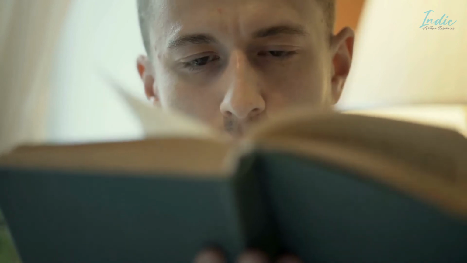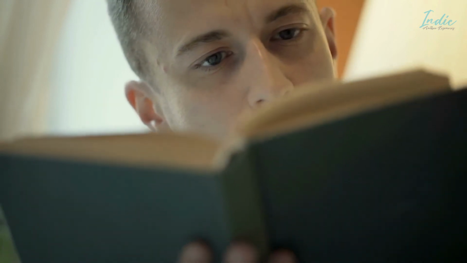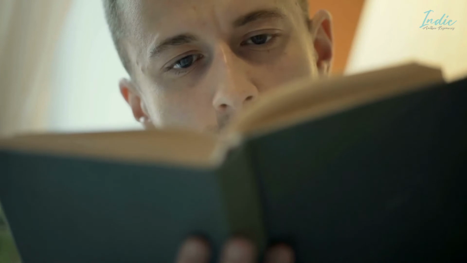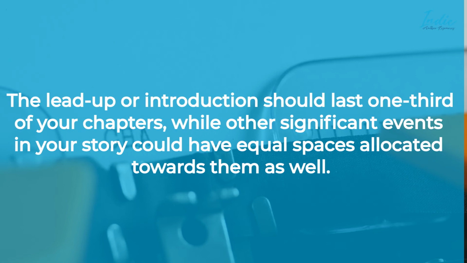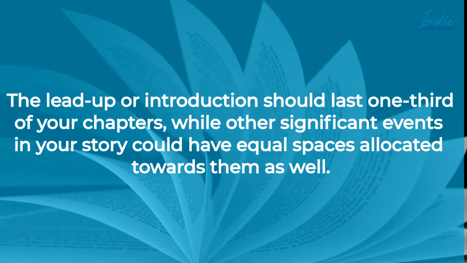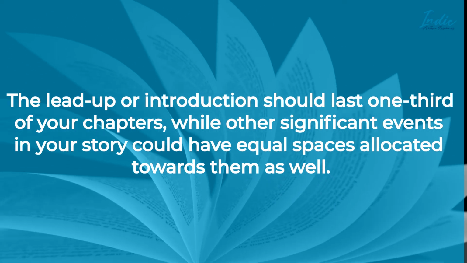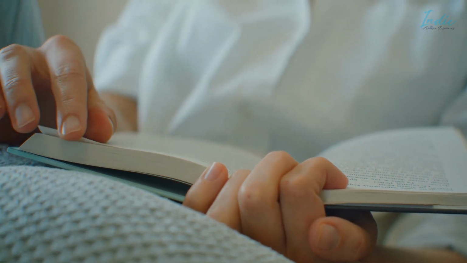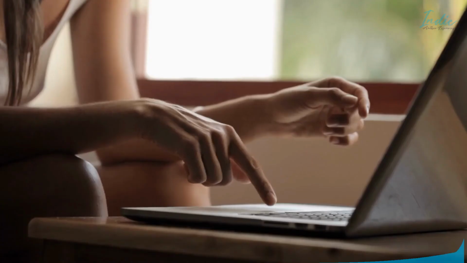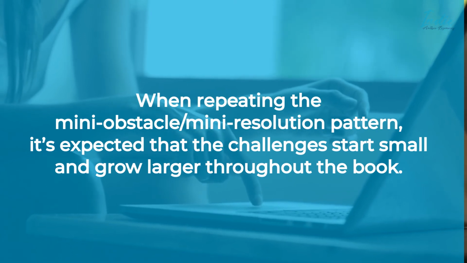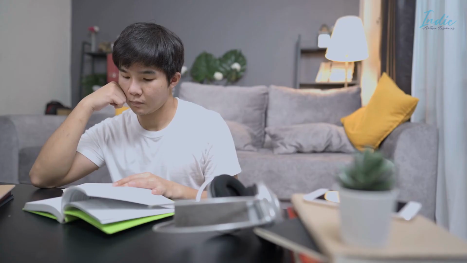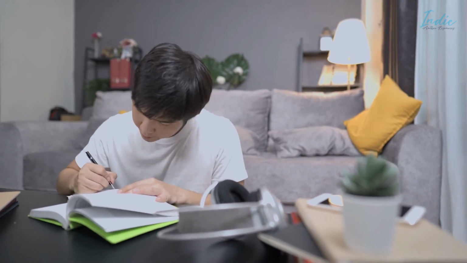A few more tips. Since no two authors have the same chapter lengths, a helpful way to find the perfect balance between a book's overall length and chapter lengths would be by looking at how long each section should take up. For example, the lead-up or introduction should last 1/3 of your chapters, while other significant events in your story could have equal spaces allocated towards them as well, so they don't grow disproportionately longer than other parts throughout the reading time. When repeating the mini-obstacle mini-resolution pattern, it's expected that the challenges start small and grow larger throughout the book. This is where your character is forced to grow while we cheer them on.